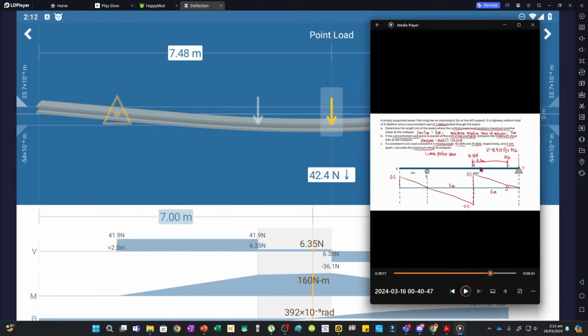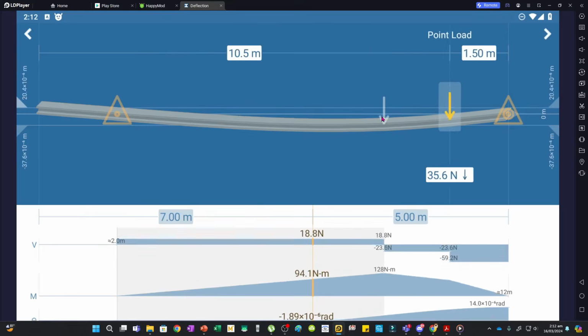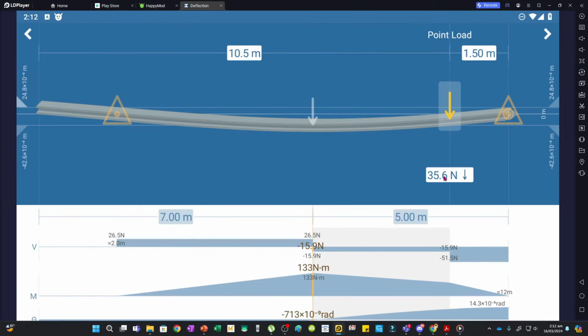Now we know that we need to apply this at this point for the maximum positive shear. So this is at 7 meters from the left end, and this is 0.7 meters from the right end. So we have 42.4 at 7 meters from the left end. And then 35.6 is 0.7 meters from the right end.